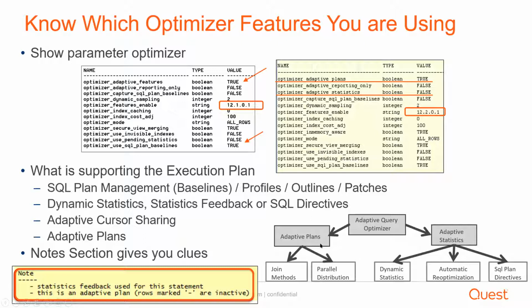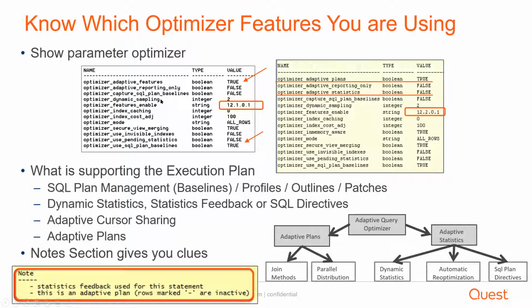And so it actually turned on adaptive plans, which are join methods that can change from nested loops to hash joins or vice versa, or the parallel distribution for parallel queries, or it could decide to go parallel if it needed to. And then for adaptive statistics, we turned on dynamic statistics, automatic reoptimization, and SQL plan directives, which we'll talk all about. But the main thing is these are default values that come out, so you want to make sure you know what is supporting the optimizer.